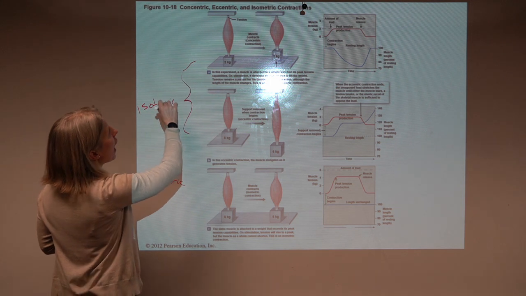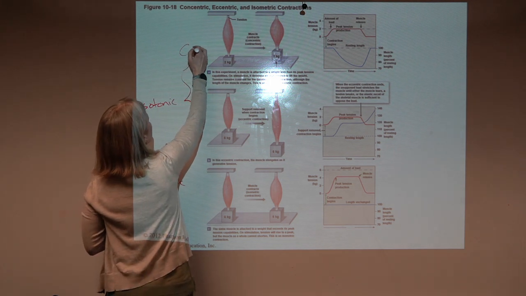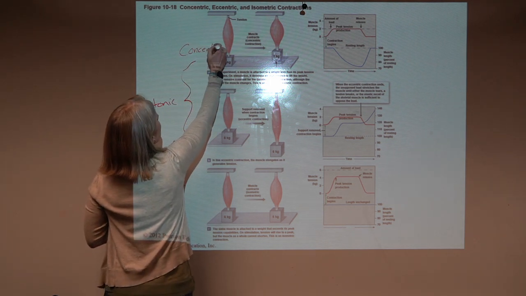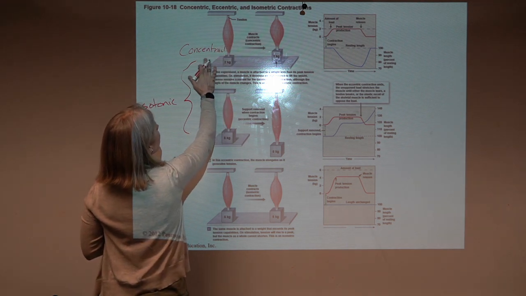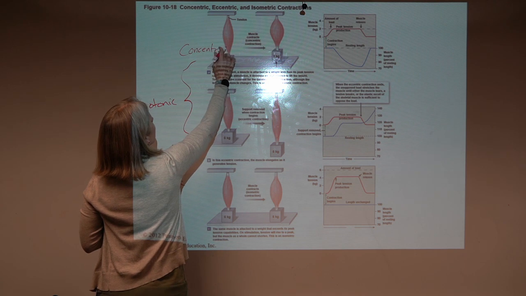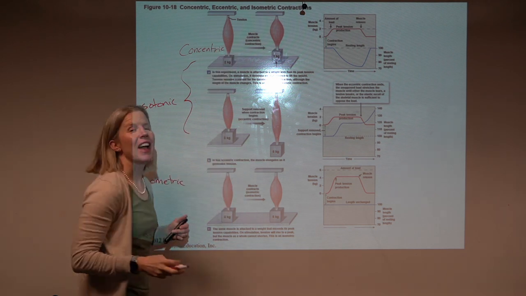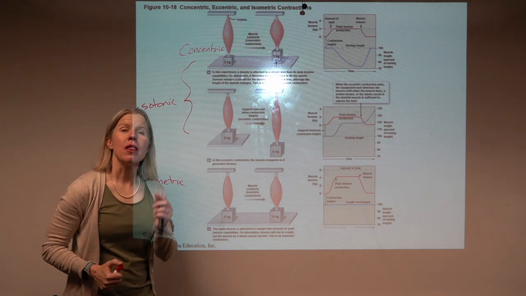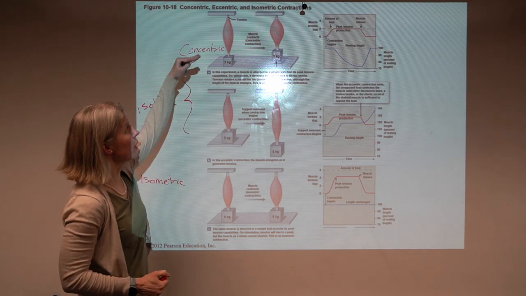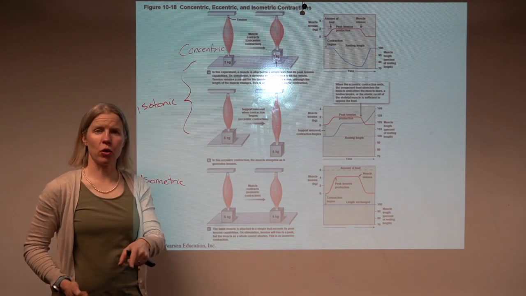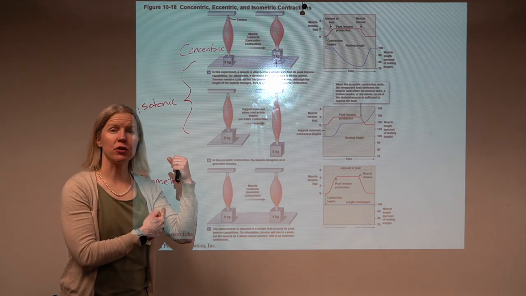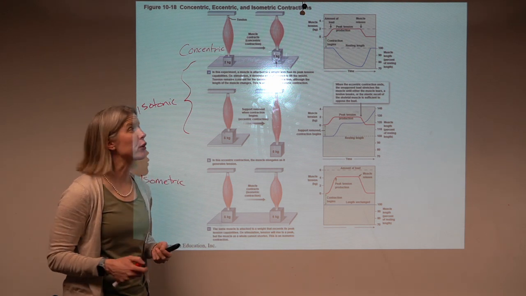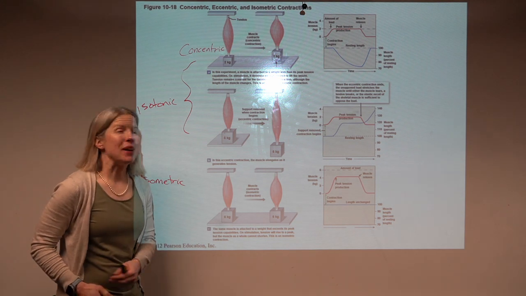Okay, so here we have a concentric contraction. In a concentric contraction, the muscle is shortening while it's producing the force. This is really common, right? If I pick up this marker, this muscle has to shorten while it produces that force.